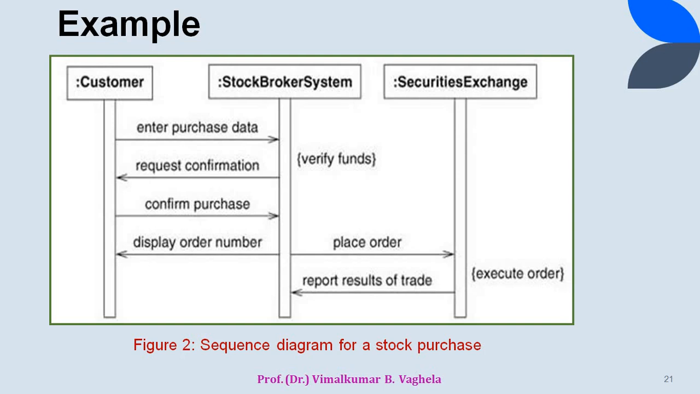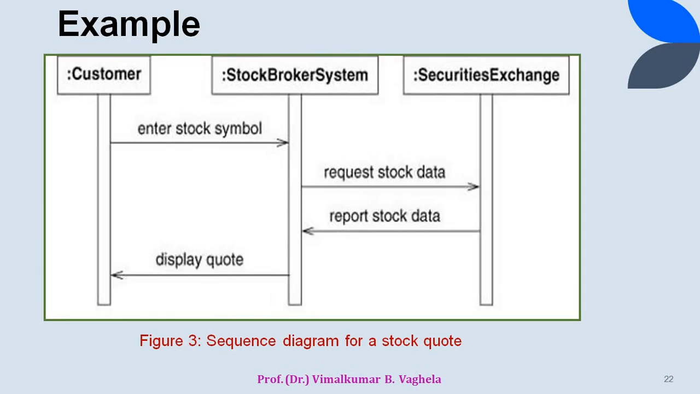What you have seen in figure 1 is a complete sequence diagram for the given scenario. But sometimes we can divide the sequence diagram into a number of parts. This is the example shown in figure 2, a sequence diagram only for stock purchase. Here the customer puts a request and the fund is verified. If the fund is confirmed, then the customer puts an order, the order is placed at the security exchange, and the order is executed. Another sequence diagram for the same scenario describes the stock quote.